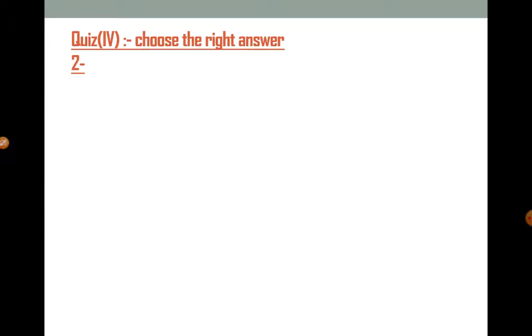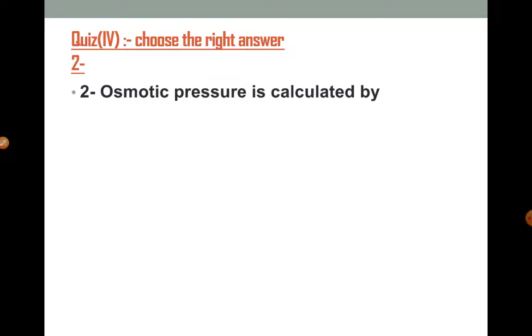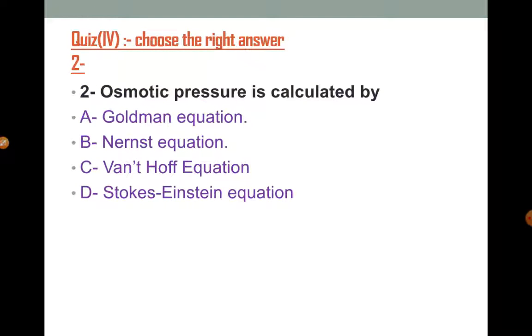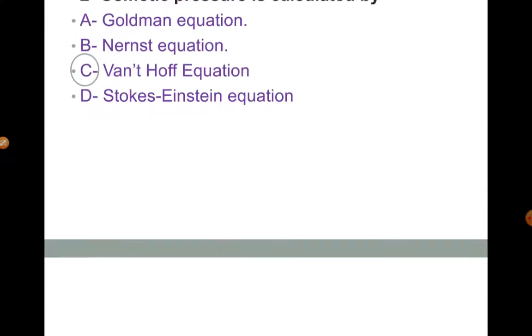Number 2, osmotic pressure is calculated by A. Goldman equation, B. Nernst equation, C. Van 't Hoff equation, D. Stokes-Einstein equation. The answer is Van 't Hoff equation.